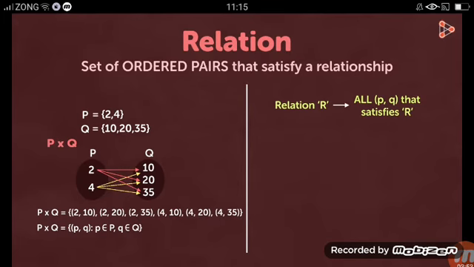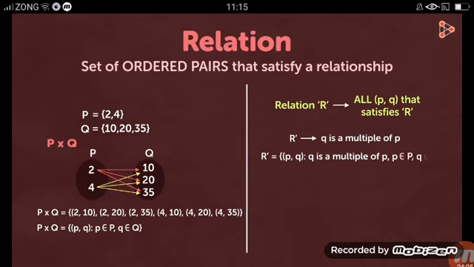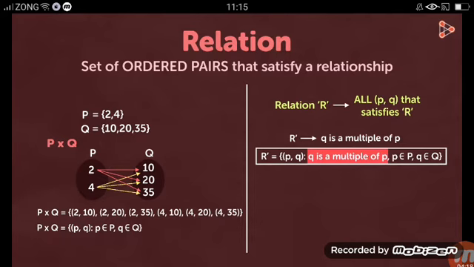Now, suppose we introduce a relation R' such that q is a multiple of p. So we can say that relation R' gives us a set of all ordered pairs (p, q), where q is a multiple of p. Every ordered pair in the set R' satisfies the relation R'. This is the set builder method to represent R'. Please note that q has to be a multiple of p here.